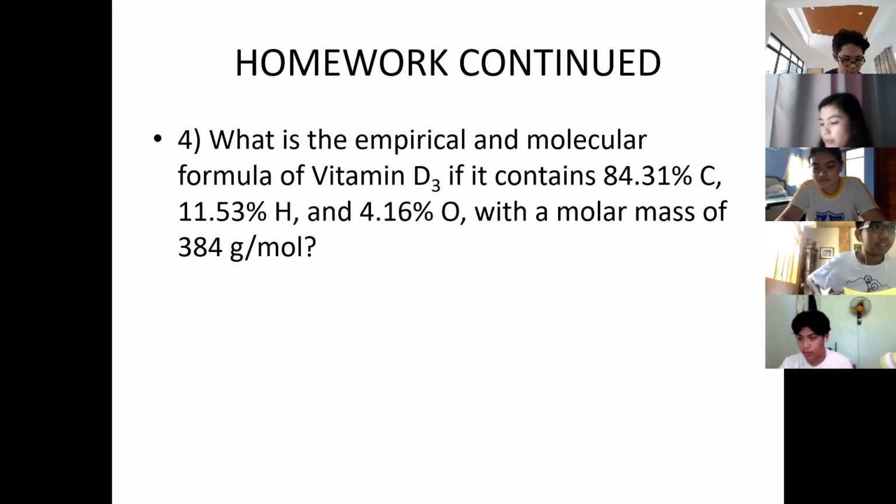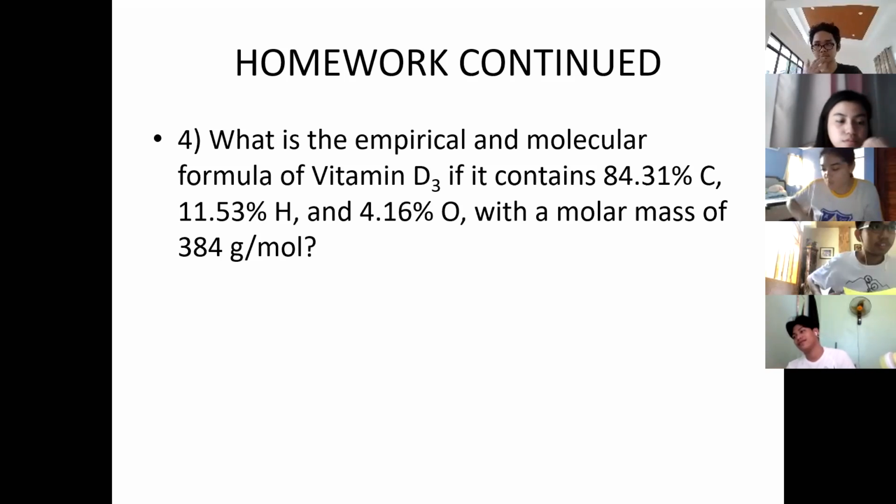So one more. We have Alan, Edson, Vince, Christopher. Go, Lucia. Type, Lucia. Lucia makes the fifth to receive 2 points for the summative test. And the answer for empirical and molecular formula is the same: C27H44O.